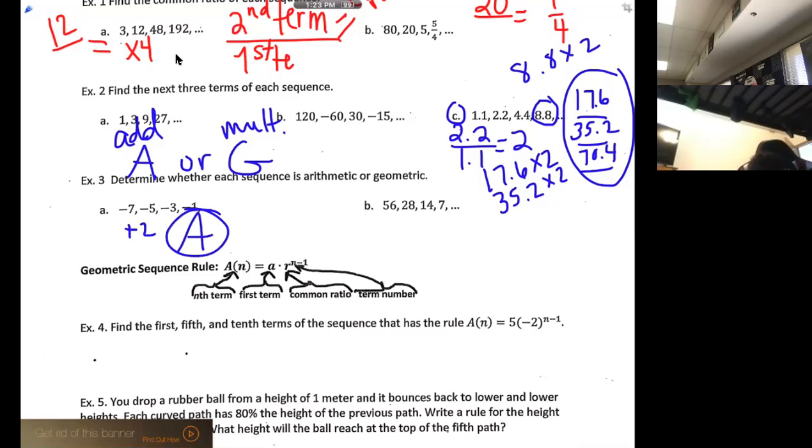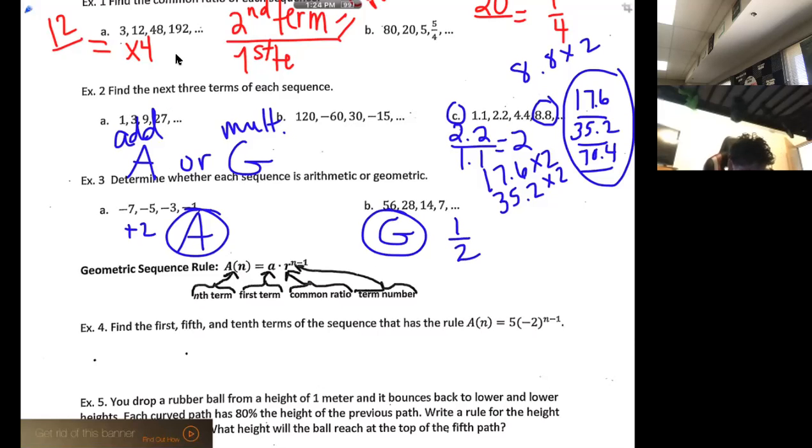What about letter B? 56 to 28 to 14 to 7. Is that an arithmetic sequence or a geometric sequence? Do you add to get to the next term or do you multiply to get to the next term? Let me just say, if you're dividing, you're still multiplying. If you're subtracting, you're still adding. Do you know what I mean by that? Okay, it is a geometric for those of you who are holding up 2 fingers, because we are actually multiplying by 1/2. Dividing by 2 is the same as multiplying by 1/2.